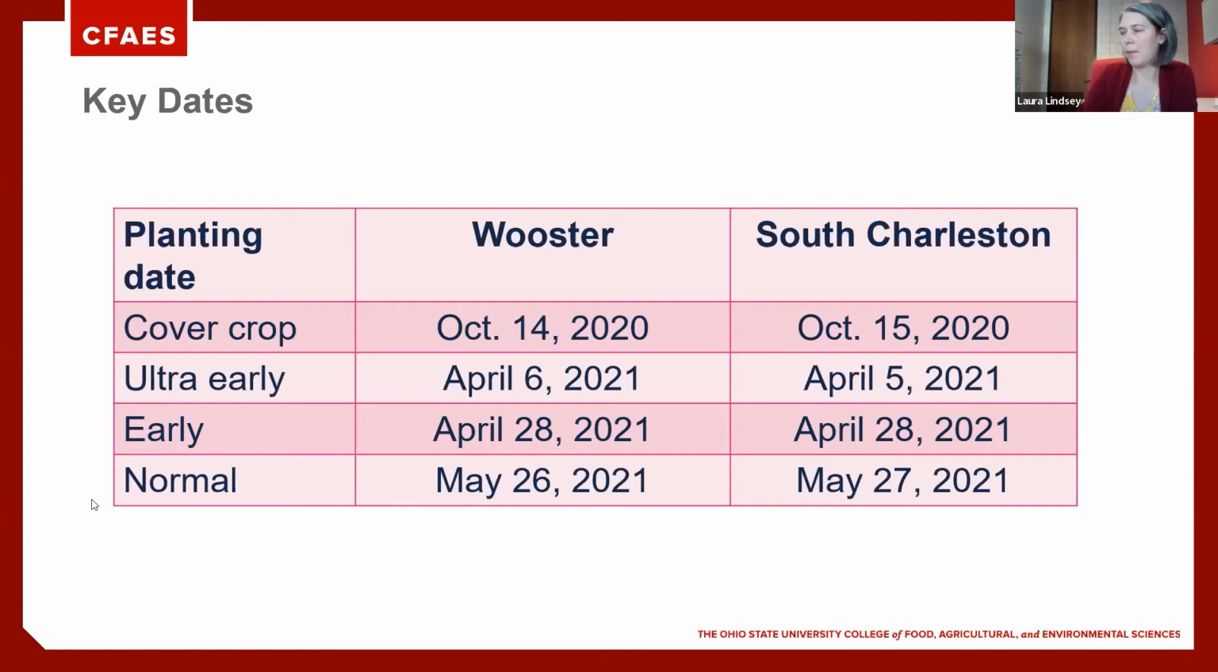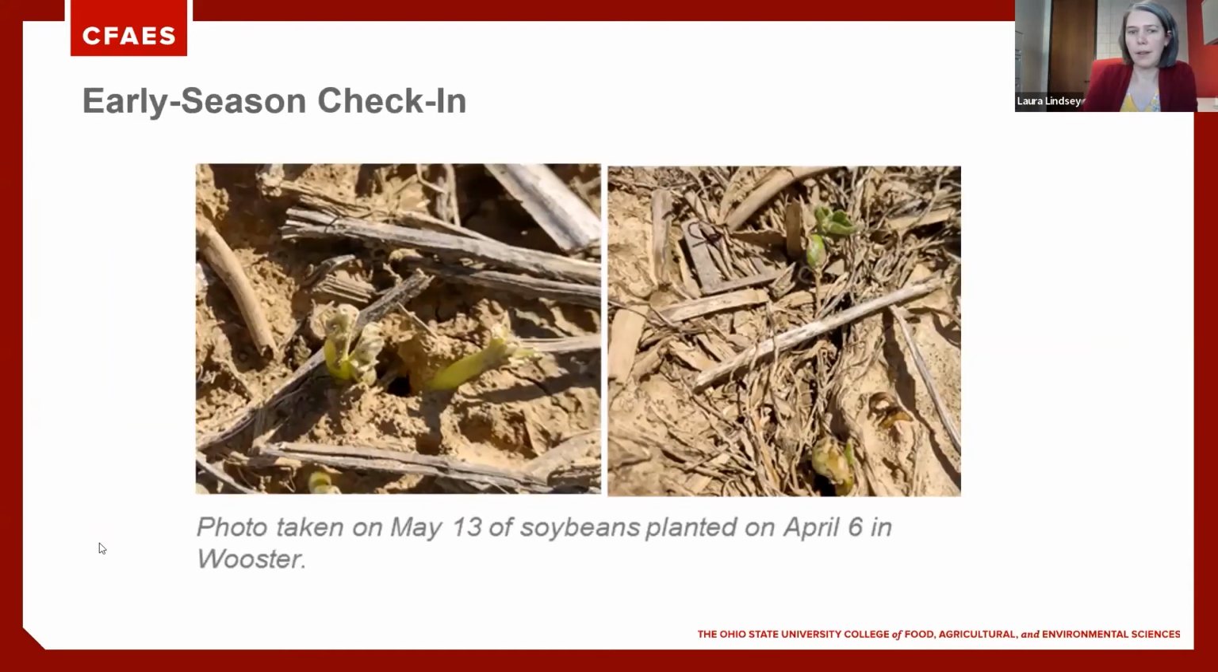Our normal planting date was a little bit later than what we wanted, but the weather prevented us from planting in mid-May like we wanted to. So these are some pictures of the soybean plants on May 13th from Worcester. So this is that more northern environment.